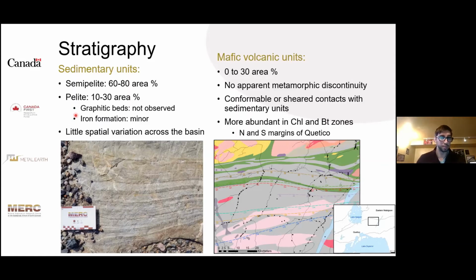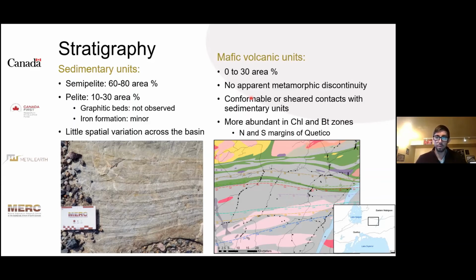They're rarely observed. And one of the main things is that there's very little spatial variation in terms of the proportion of pelite to semi-pelite or anything else within the sedimentary units across the basin. For the volcanic units, it's somewhat a different story. It's up to 30 area%. But this is generally restricted to the biotite, garnet, and maybe staurolite zones. Once you get into the higher grades, there's no real mafic volcanic interlayers there.